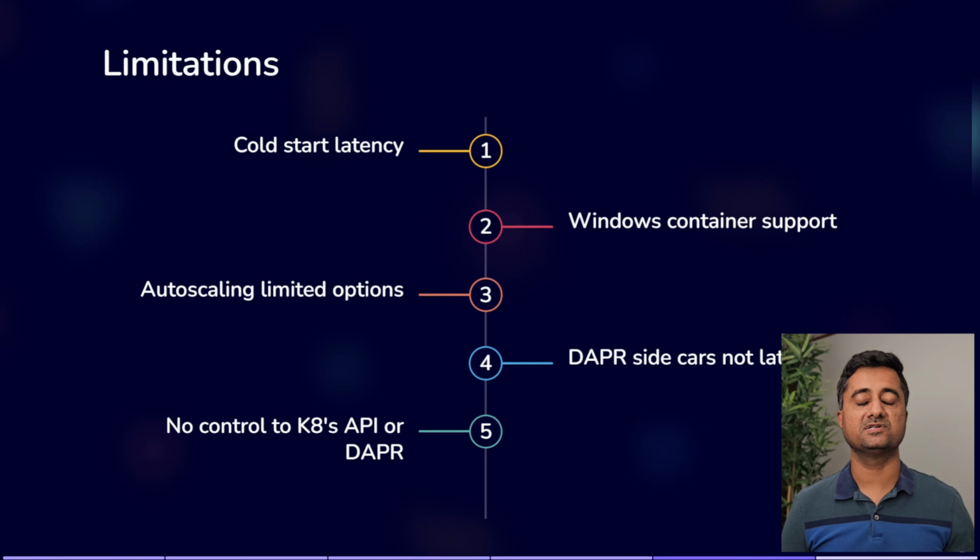So the limitations: cold start latency, you might see that in consumption-based container apps. Second one, there's no Windows container apps support. So that might be a problem for few people if they're trying to use other environments. Auto scaling is limited with KEDA. So with KEDA, you have only HTTP based, or there are like only 4 or 5 limited options that you can use to monitor and scale your container apps.